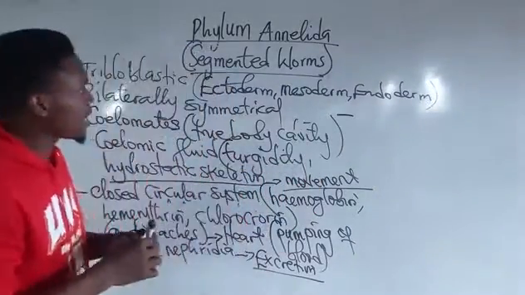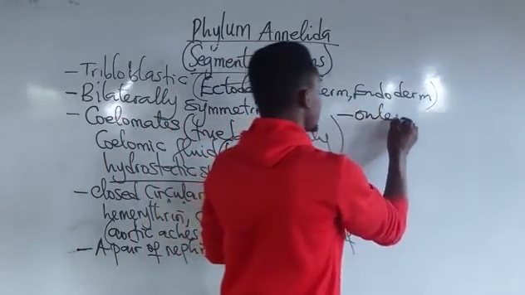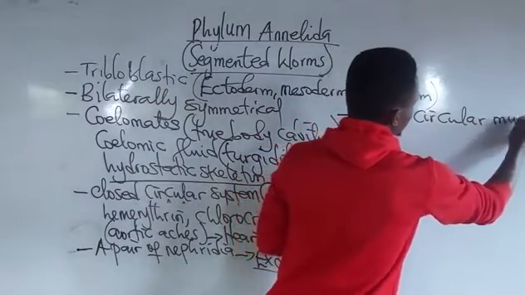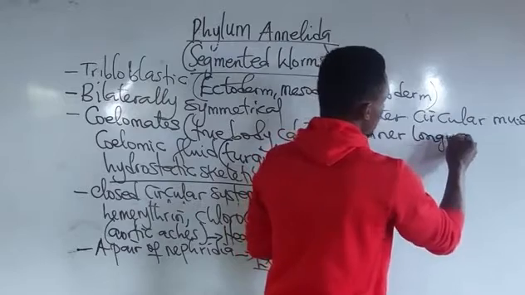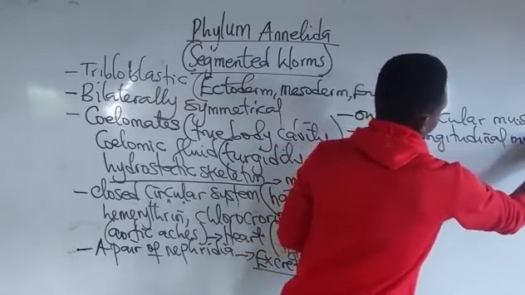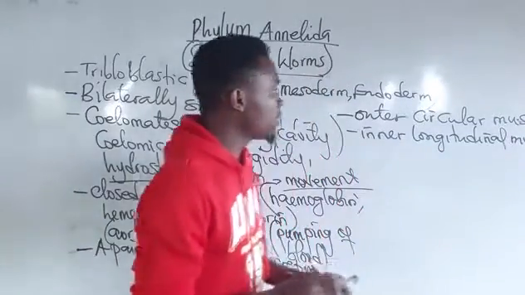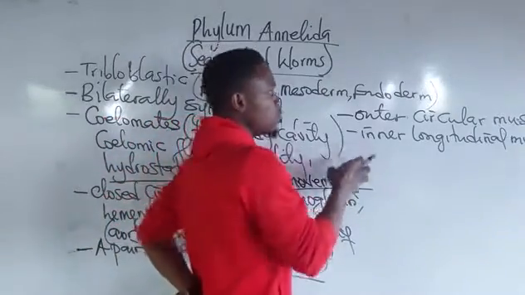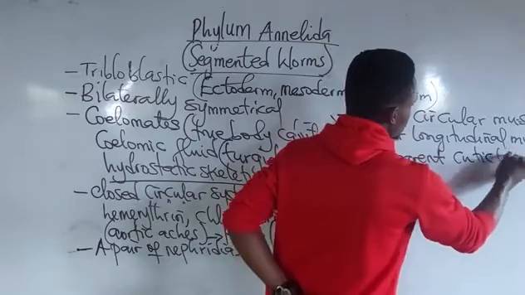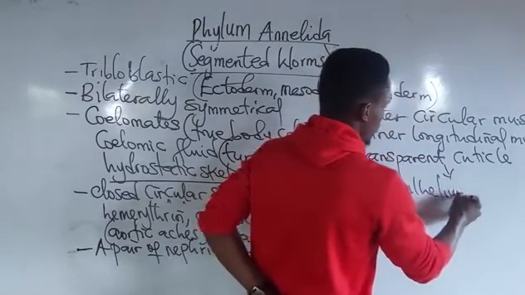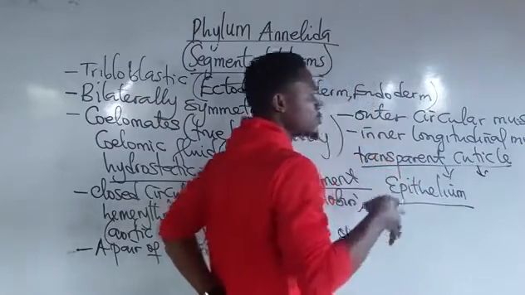Please also take note of the fact that the body wall of these worms is made up of two specific muscles. They have what is called outer circular muscle and inner longitudinal muscle. The outer body of these worms is covered by a transparent cuticle, and this cuticle is secreted by the epithelium. The epithelial parts of these worms secrete a transparent structure called the cuticle, which is found on the outer part of the body.